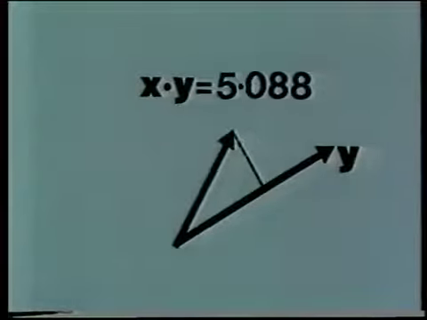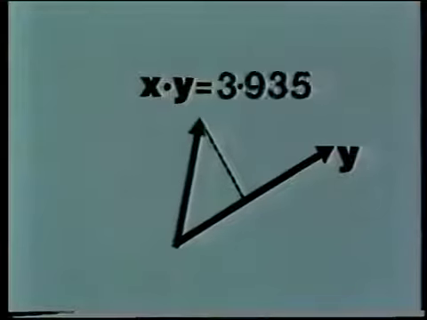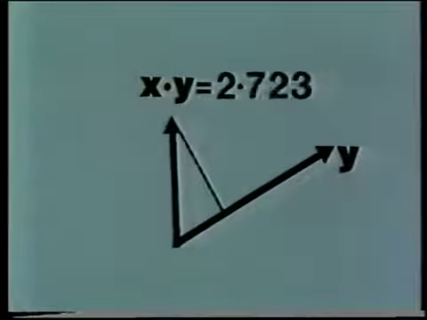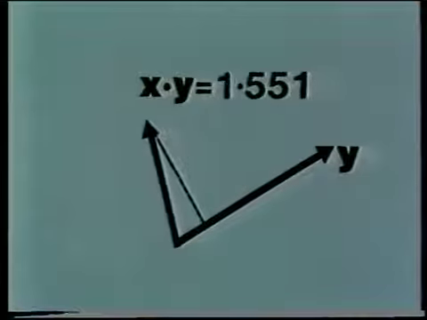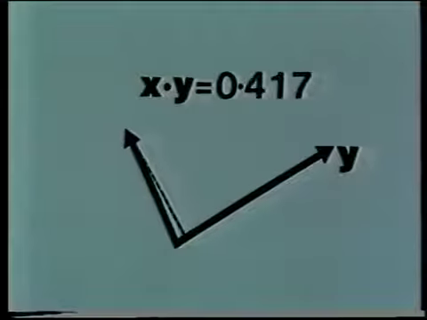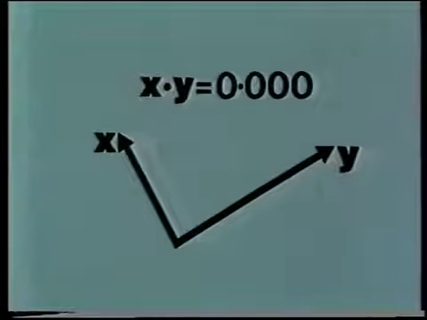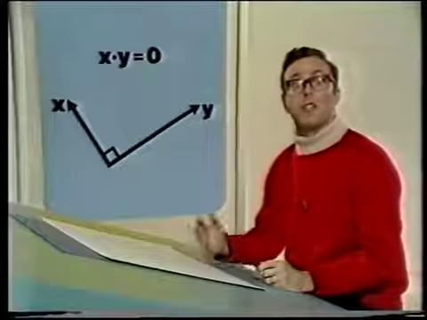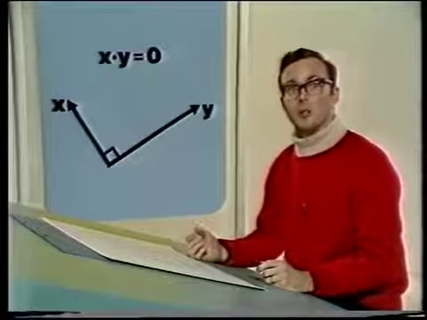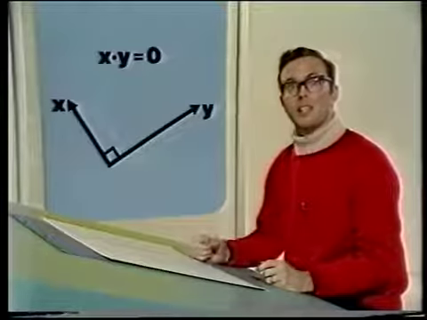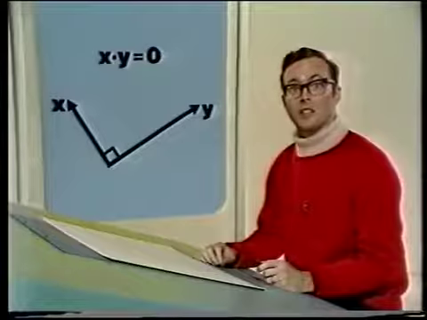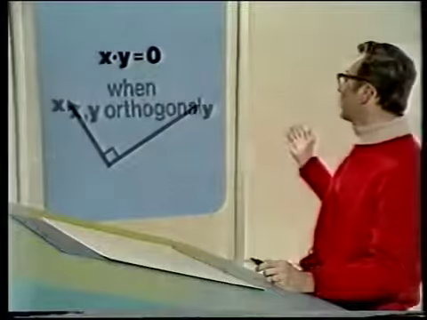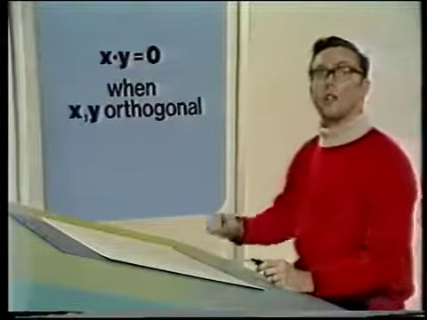Now look at how the dot product changes as the angle between x and y changes. And notice how the projection of x onto y gets smaller. And when x and y are at right angles, this projection of x onto y is 0. So x dot y is 0. So when x and y are at right angles, their dot product is 0. Well, we can actually take this as our definition of orthogonality. We say that 2 vectors are orthogonal if their dot product is 0.